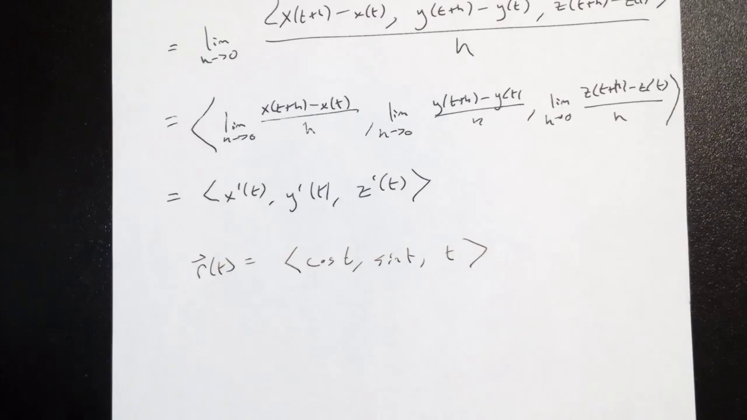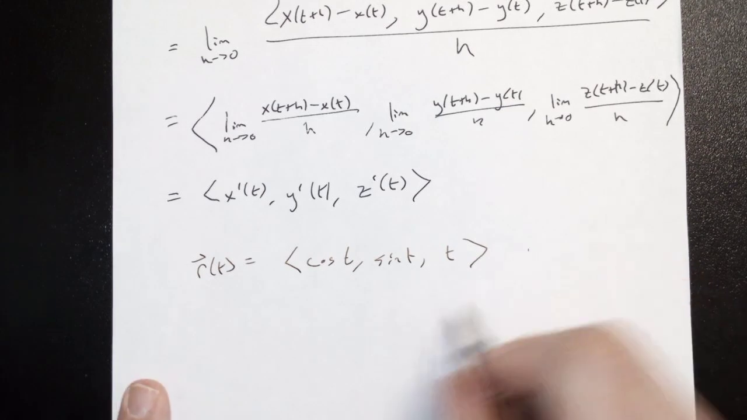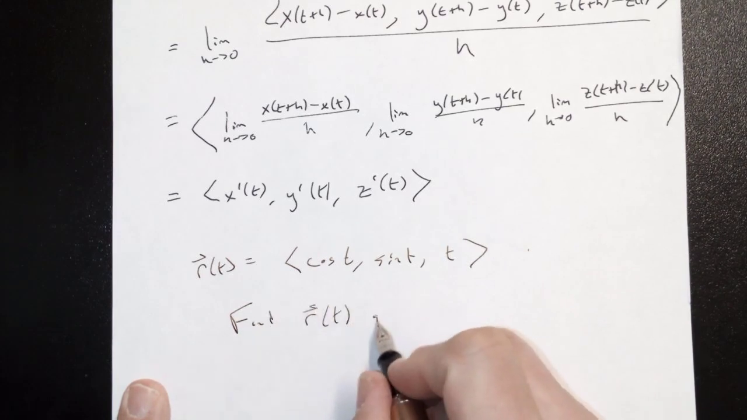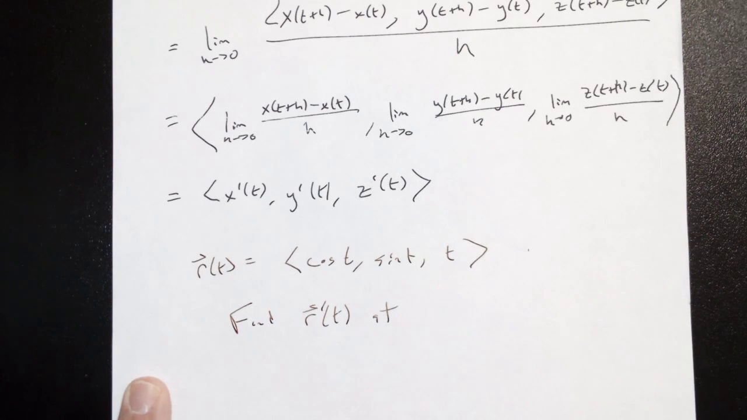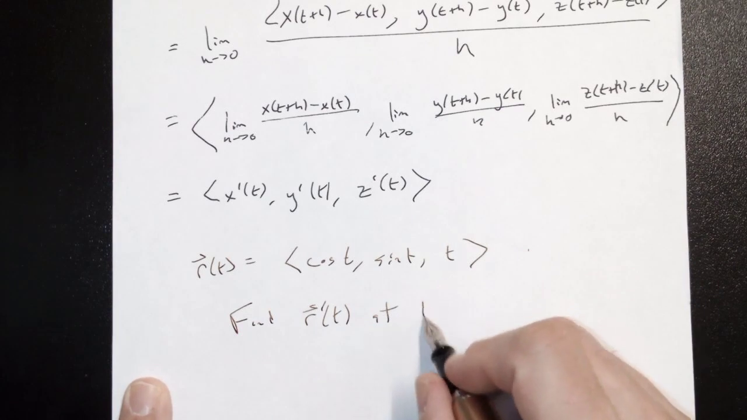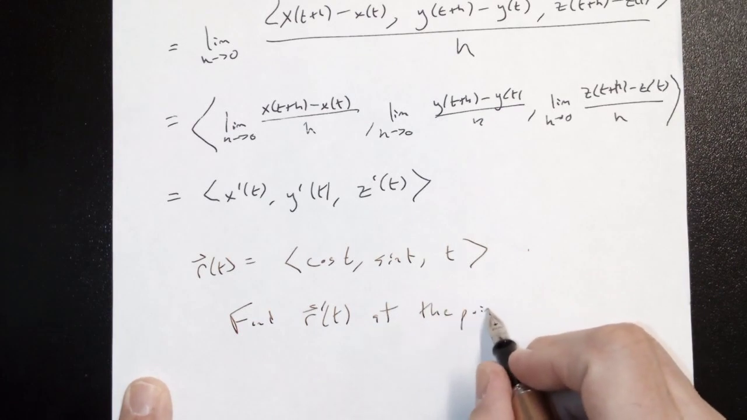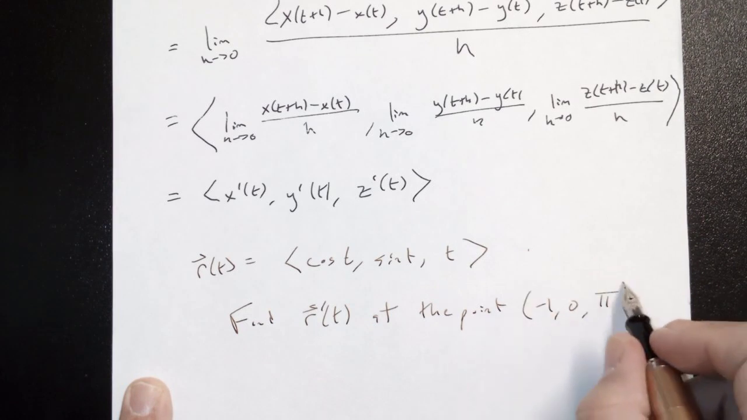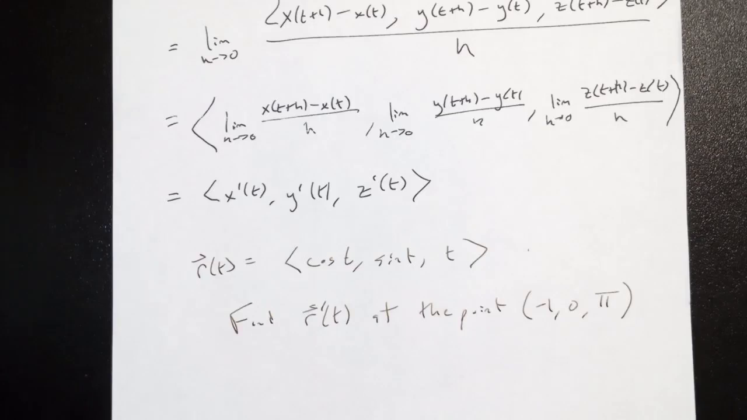Okay. I don't just want the derivative arbitrarily. I want a specific point, right? When we did derivatives, we would plug in a value. r prime of t at the point -1, 0, pi.